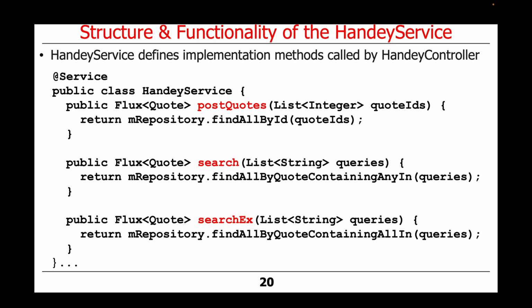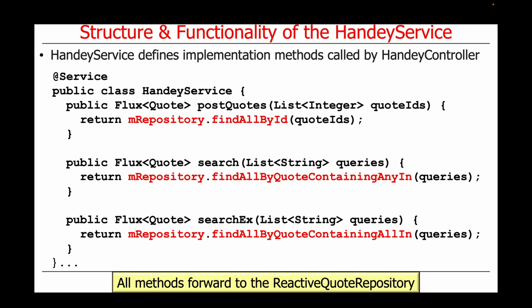And then we've got some implementation methods. We've got postQuote, search, searchEx, and so on. And you can see, once again, all these methods return the Flux reactive type. And all they do is simply forward to the corresponding methods that do this type of lookup in the underlying reactive quotes repository. Now, as you can see here, when you look up the quotes, it does findAllById, passing in the quote IDs. If we do one of the search methods that's going to search for any, we call findAllByQuoteContainingAnyIn. Otherwise, we call findAllByQuoteContainingAllIn, and so on and so forth. So everything's just forwarding to the repository.